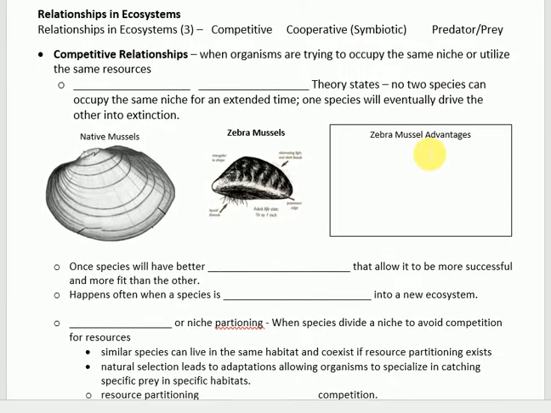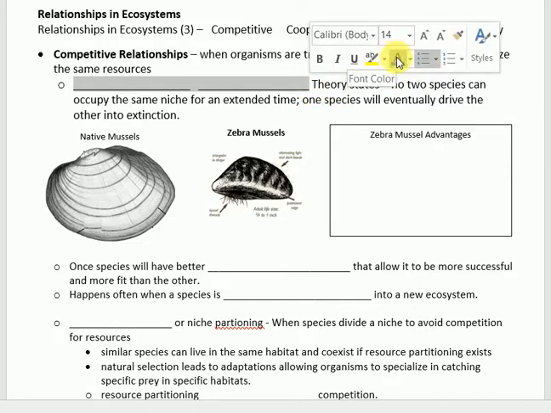So let's talk about some different relationships within ecosystems. And you should have heard of all of these before, but we are going to look at a competitive relationship, a cooperative, which is also more commonly called symbiotic, and then we have the predator-prey. So a competitive relationship, this is when an organism is trying to occupy the same niche or same habitat or use the same resources as another organism.